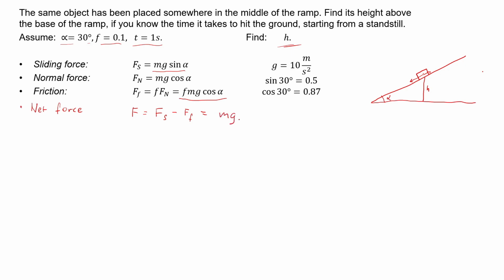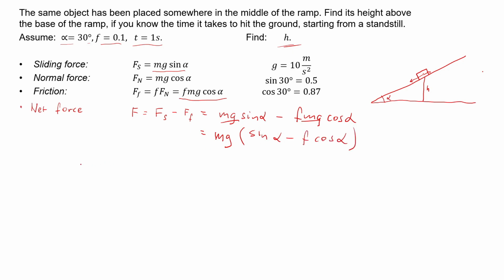So it's mg sine alpha minus f mg cosine alpha, and exactly as in the previous question, previous exercise, previous part of this video series, we will extract mg as the common component in front of the bracket, and inside the bracket we get sine alpha minus f cosine alpha.